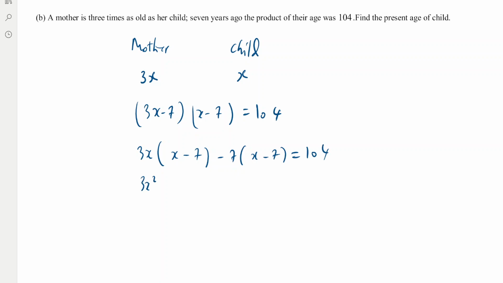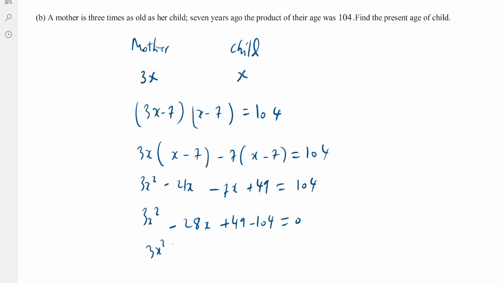So you have 3x squared minus 21x minus 7x plus 49 equals 104. We have 3x squared minus 28x plus 49 minus 104 equals 0. When you take 104 minus 49, you are getting 55. So 3x squared minus 28x minus 55 equals 0.